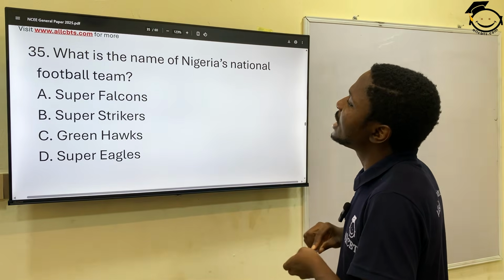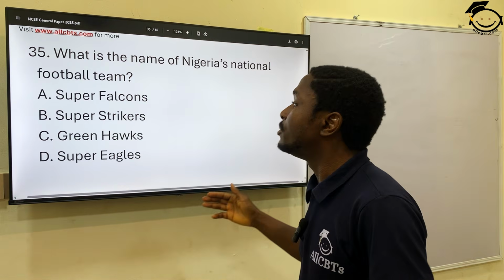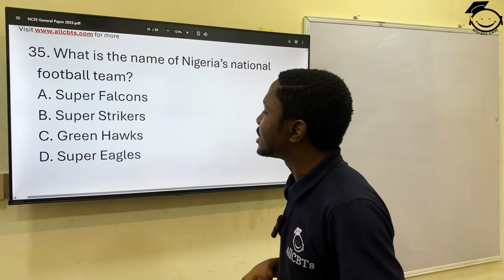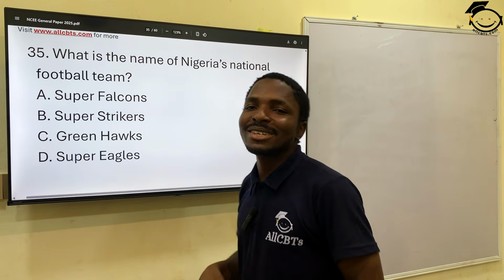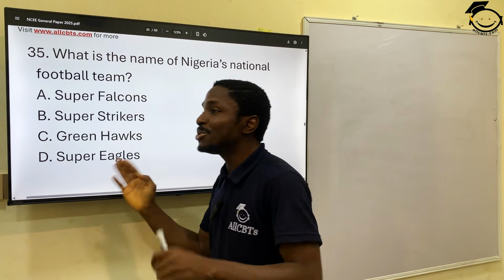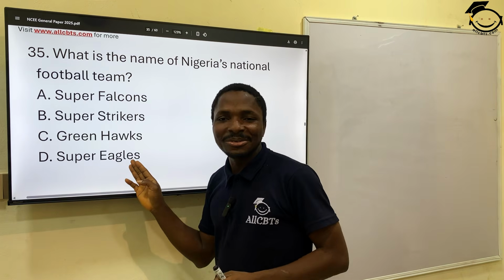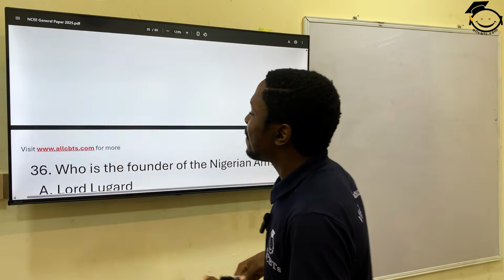Then 35. What's the name of the Nigerian national football team for the male? Okay. A, Super Falcons. B, Super Strikers. C, Green Hawks. D, Super Eagles. You must have heard it on the TV. When they say Super Eagles, they are scoring. They just scored. That's Super Eagles. So that's option D.